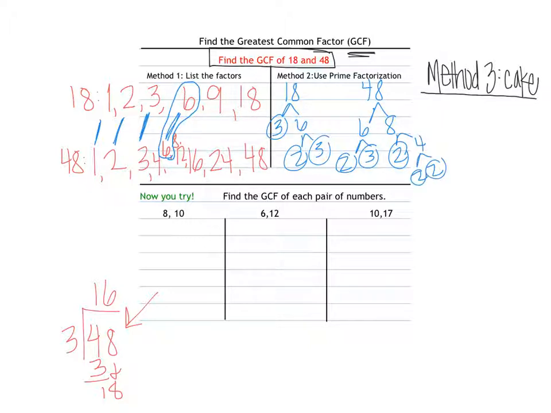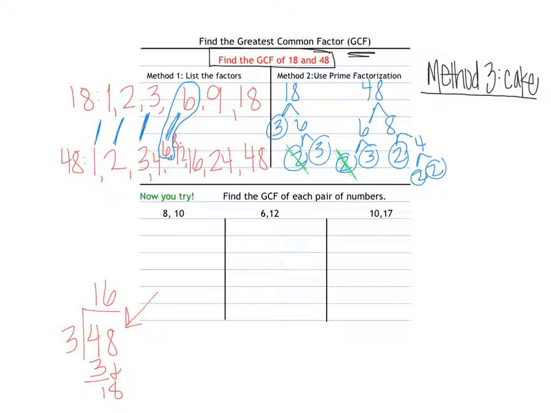So the way that I do this is I look at all of my primes. Let's do green here. And I can see that 18 has a 2, a 3, and a 3. And I can see that 48 has a 2, a 3, a 2, a 2, and a 2. So the way that I do this is I find a number that they both have in common. So they both have a 2.